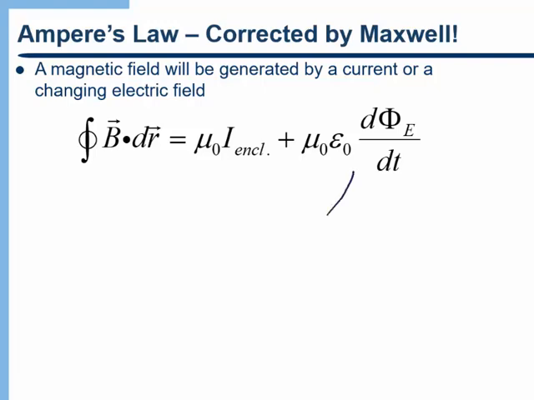And so here is the term that Maxwell added. You'll notice that we have a changing electric flux. In other words, if there's a changing electric field in a region of space, that will create a magnetic field, just like a current will create a magnetic field. And it turns out that was the big missing piece in putting all of these equations together.